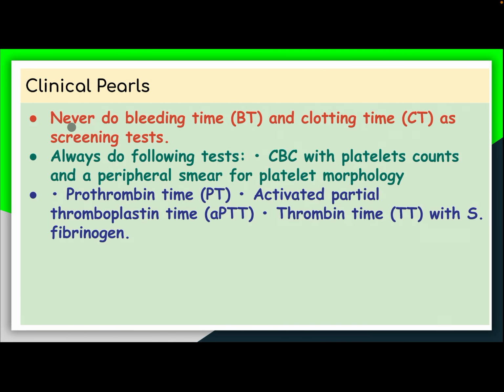Clinical pearls. Never do bleeding time, BT, and clotting time, CT, as screening tests. Always do the following tests: complete blood count with platelet count and peripheral smear for platelet morphology, PT and PTT, TT, and serum fibrinogen.